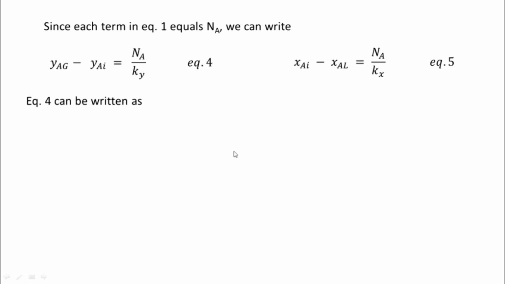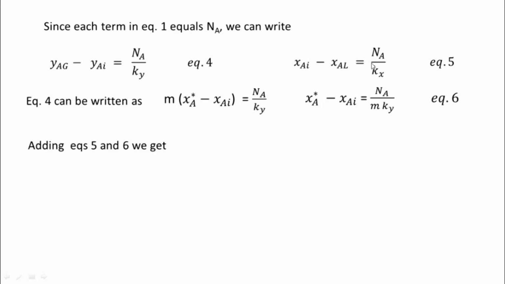Equation 4 can be written as, we are replacing this with the liquid side concentrations. M times Xa star is YAG, M times XAI is YAI, therefore M times Xa star minus XAI is Na by Ky. Similarly, Xa star minus XAI equals Na by MKy. We'll call this equation 6. This is just dividing both sides by M.